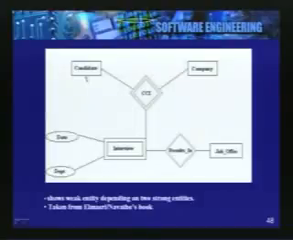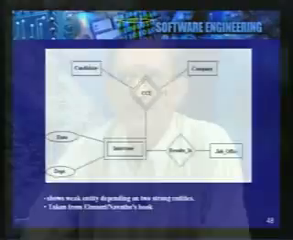You can't have a binary relationship between candidate and company either, because in that case, how do we relate that binary relationship with the job offer? So considering all this, you will find that this is a correct model for the situation we were describing.